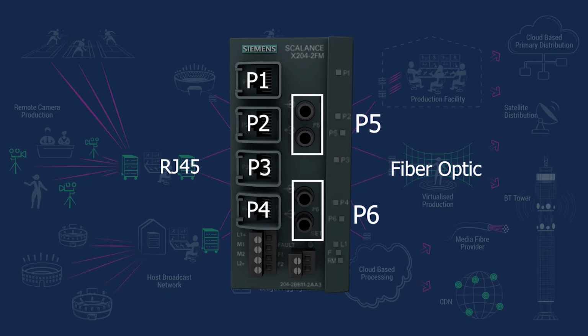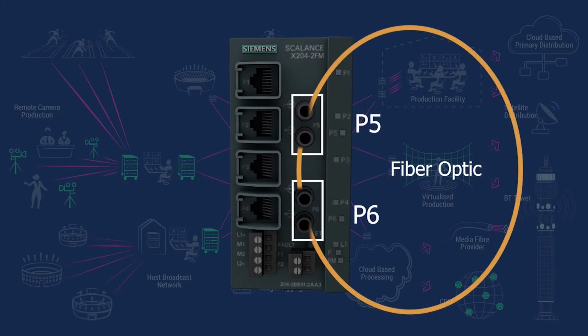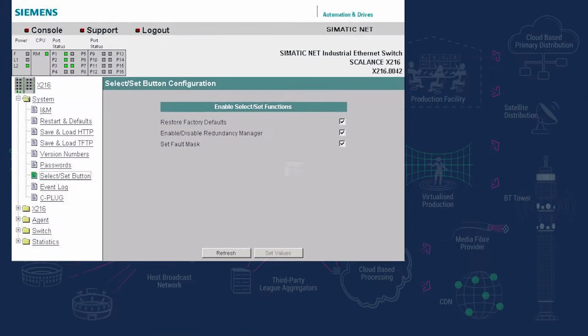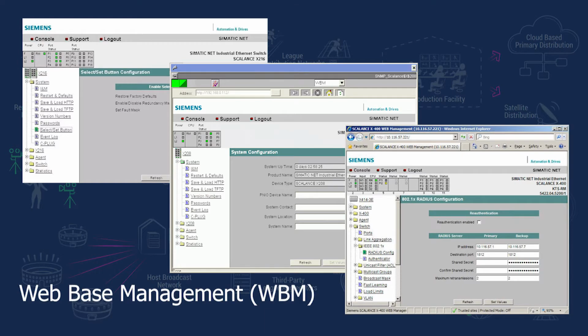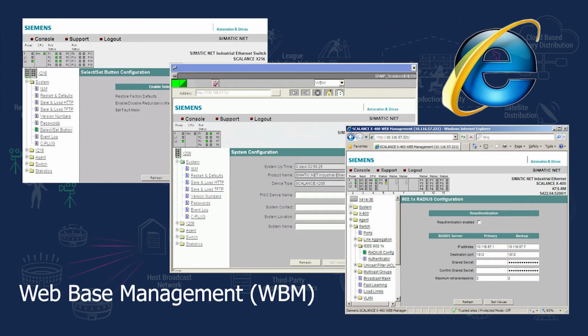So in the first example, we will connect network switches in ring topology by using fiber optic ports. For this purpose, make sure that P5 and P6 are configured as ring ports. You can do this by using configuration software of the network switch. For Scalance switches, you can use web-based management. It can be accessed through Windows Explorer. Make sure that you have updated Internet Explorer in your laptop or PC.